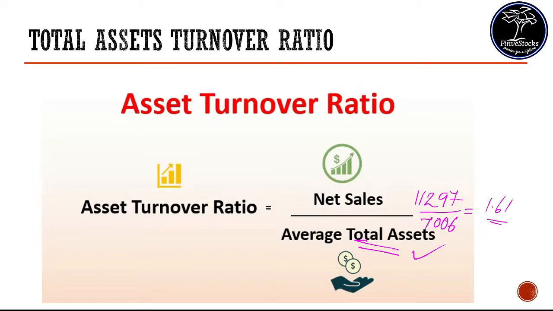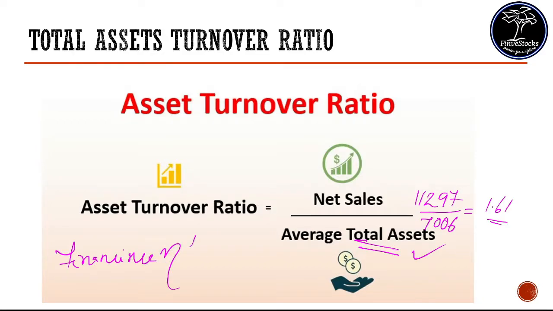That means Polycab is able to generate 1.61 rupees for 1 rupee of total assets. Assets turnover ratio is an efficiency test for the company. It's also called financial efficiency ratio. It decodes operating efficiency and financial strength of a company.